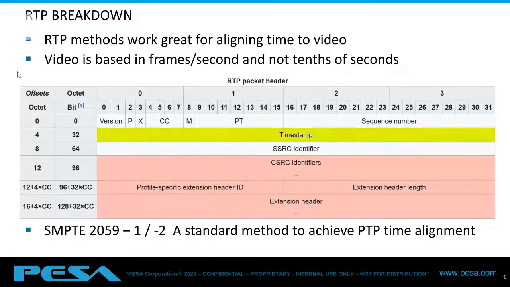One of the challenges that we had with video is that video is constructed on a frames per second basis, and it doesn't work within the context of tenths, hundredths, thousandths, millions, or increments of 10-based math like we have with normal time, so we have 10.2 seconds, for example. In video, we have to break our frames up into the time standard. The Society of Motion Picture and Television Engineers came up with a standard called 2059-1 and 2. This was a method to use PTP time alignment so that you could have a proper timestamp. And when you wanted to decode it, you could actually figure out what it meant in terms of real time. So that large number that you saw before is actually decoded to the actual time of day and so forth. This is quite handy for video.